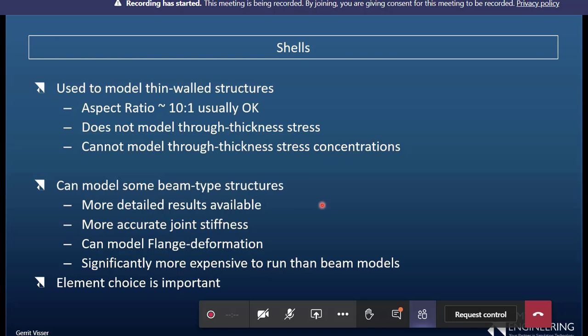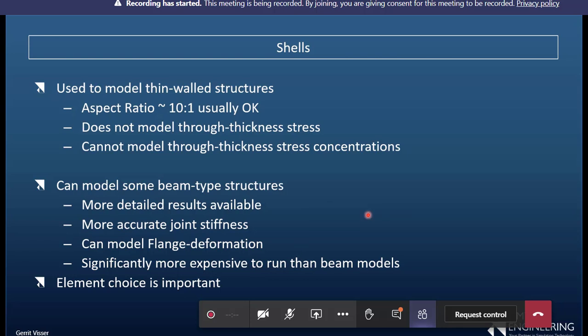Okay, then what can we model with it? There's a couple of beam-like structures that we can use. So all of these previous examples that I've shown you, I could have just as well have done with shell elements. We can get more detailed results than we'd get out of a beam model. We get joint stiffnesses because we're actually modeling the joint itself, which is really, really important to get the total behavior. We can see stuff like flanges that deform. If I apply a load to a flange, that flange will bend away, while in a beam model, there is no flange to apply the load to. It'll simply apply that load evenly distributed over the whole section.